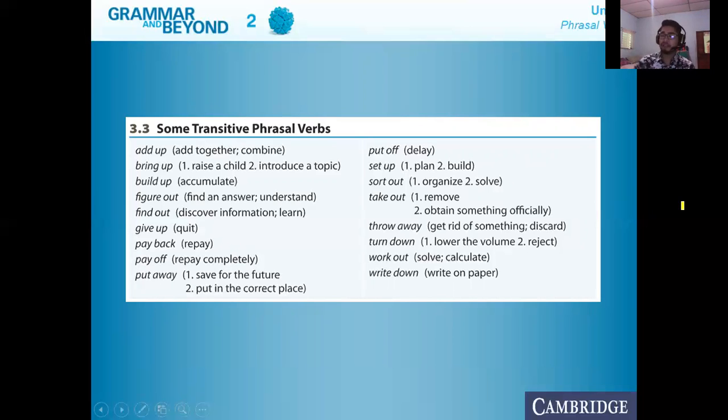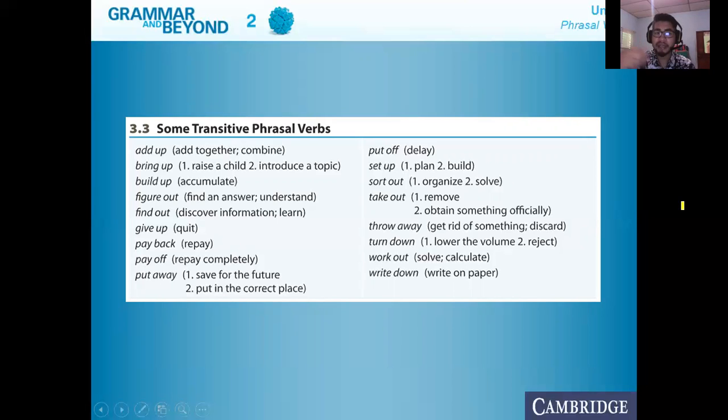Bring up, to raise a child or to introduce a topic. For example, I can tell you, Andrea is bringing up many ideas about segregation in general. That means she's introducing many ideas, many topics to talk about. Build up, to accumulate. This is really used by dentists. For example, when they tell you that you have a buildup of plaque in your teeth, that means that plaque is being accumulated on your teeth.